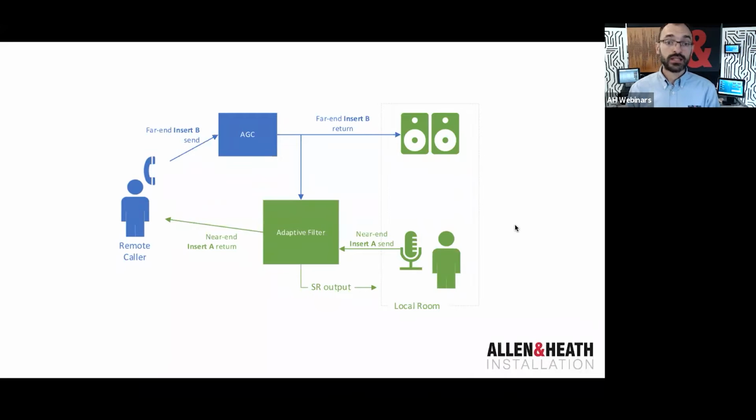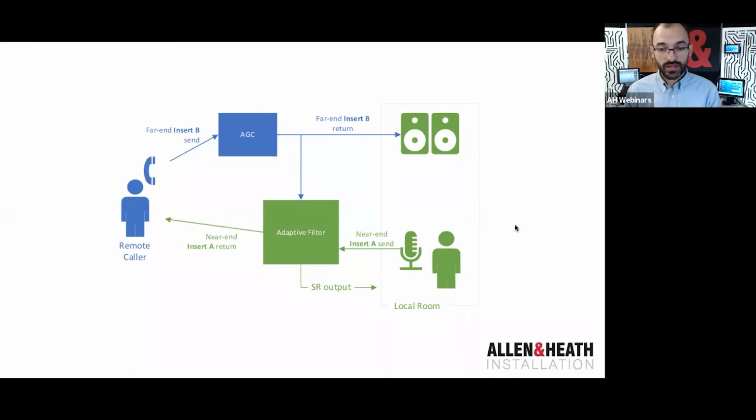The near end insert is conversely limited to insert A, so the insert A point, which is pre-processing, pre-EQ and compression, so that it's before any dynamic processing for a similar reason. And it's important to keep the gate of that input channel completely disabled. So the gate, again, would interfere with the performance of the echo cancelling.